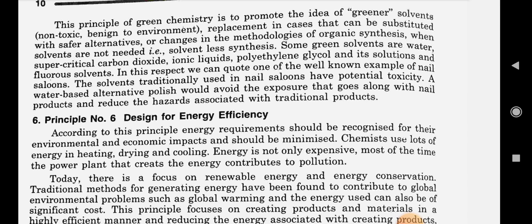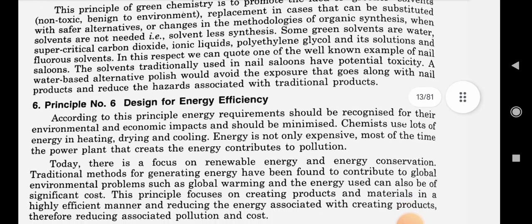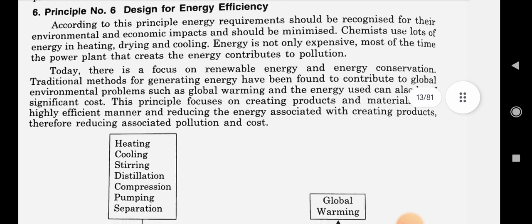Design for energy efficiency. According to this principle, energy requirements should be recognized for their environmental and economic impacts and should be minimized. Chemists use a lot of energy in heating, drying, and cooling. Energy is not only expensive; most of the time, the power plant that creates the energy contributes to pollution. Today, there is a focus on renewable energy and energy conservation.